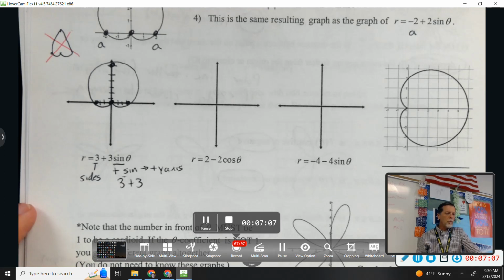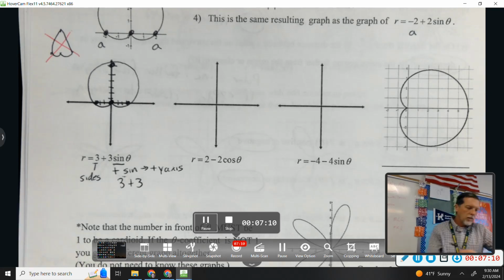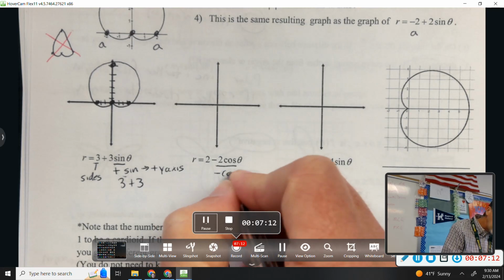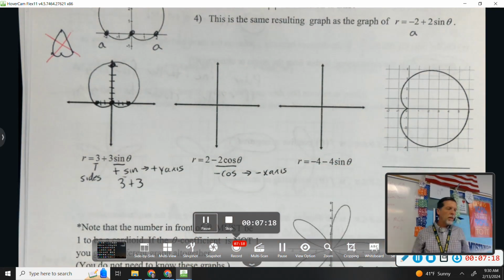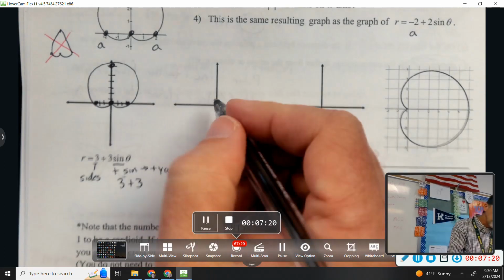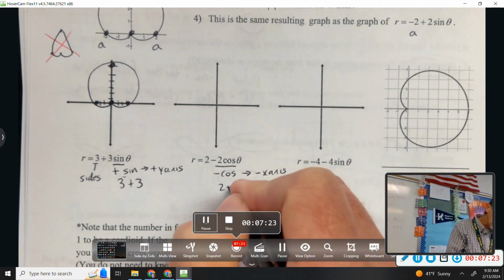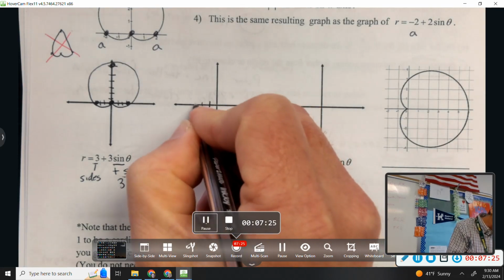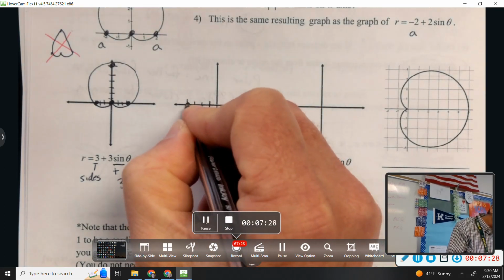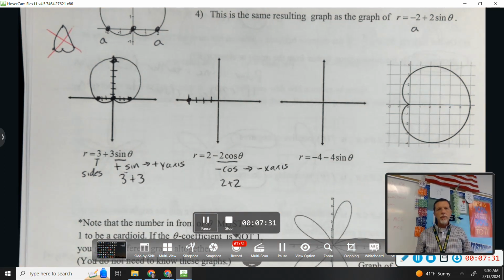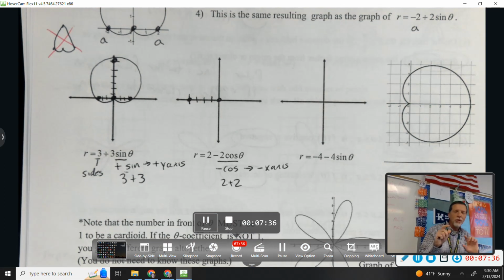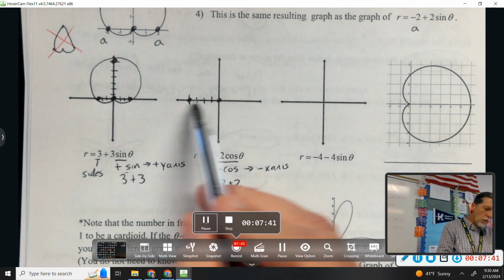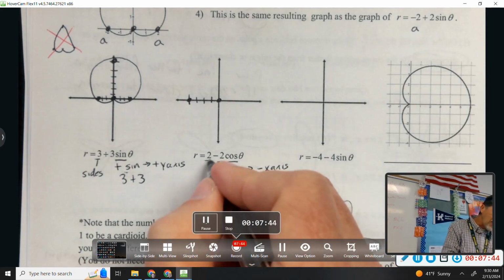Okay, 2 minus 2 cosine theta. So negative cosine means we'll be on the negative x-axis. So I need to go left. 2 plus 2 is 4. 2 minus 2 is 0. But thinking 2 plus 2 and 2 minus 2 will help when we get to limaçons. So 2 plus 2 is 4. 2 minus 2 is, of course, 0. And the sides are 2.